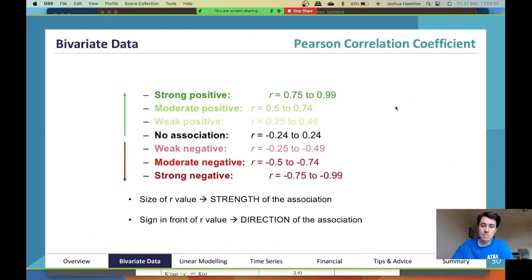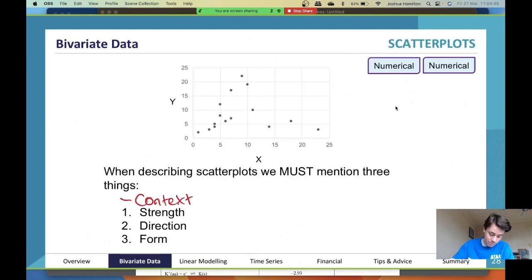Essentially, the closer the number is to negative 1 or 1, the stronger the linear relationship is. It's got more strength. The further away from 1 or negative 1, so the closer to 0, the weaker it is. And when it's very close to 0, we say there's no association, so there's no strength. The sign in front of R gives the direction. So the R value gives us both. It gives us the first two. It gives us strength and direction.